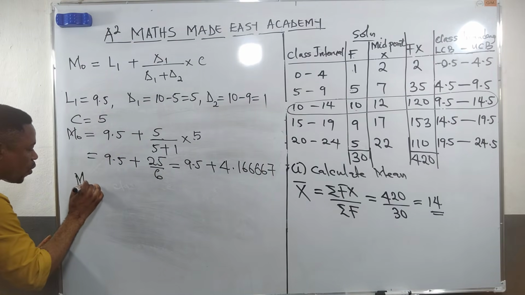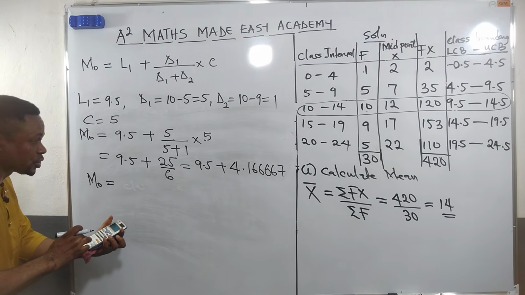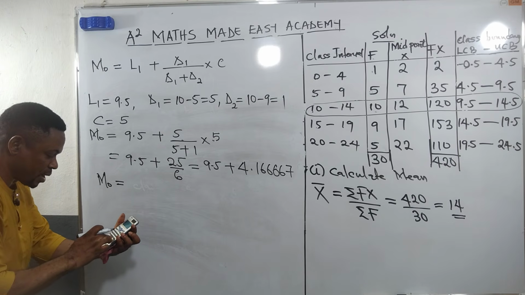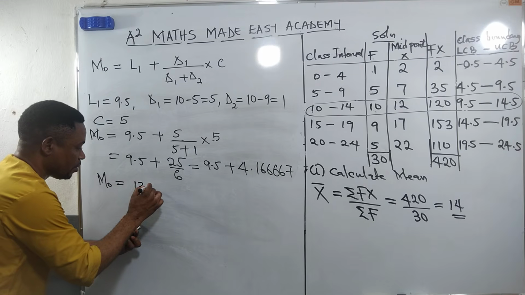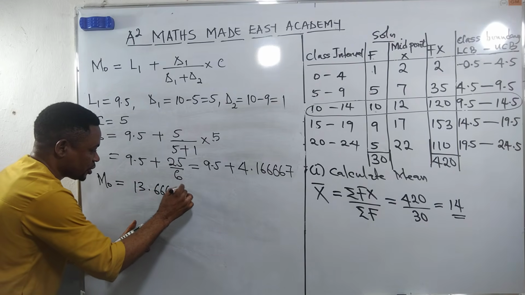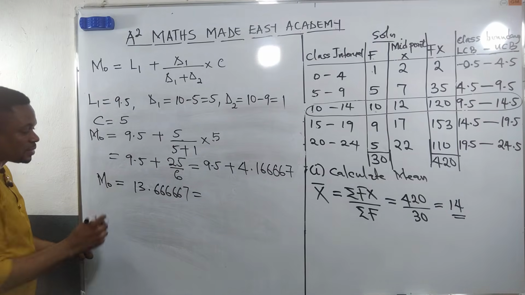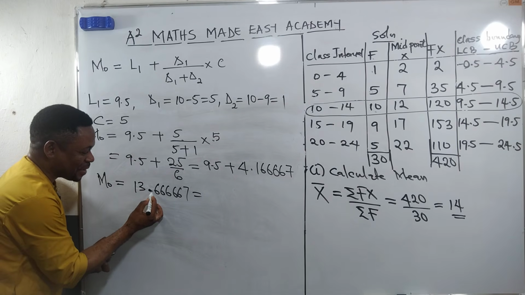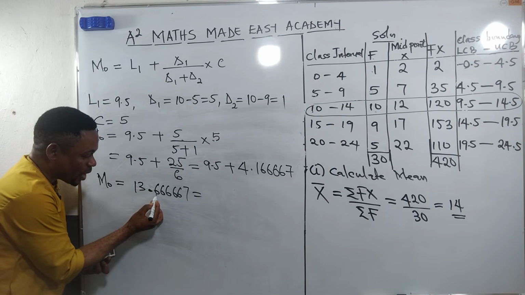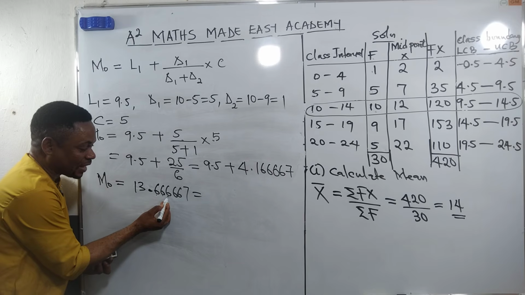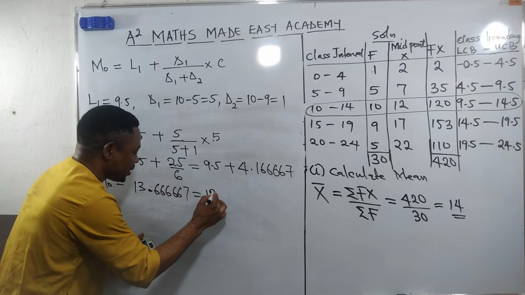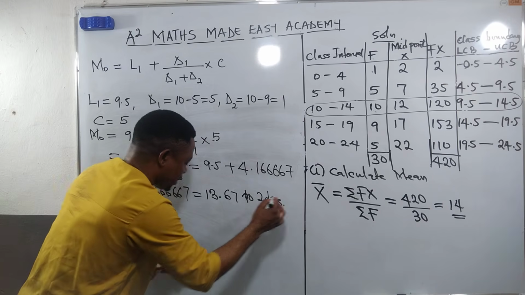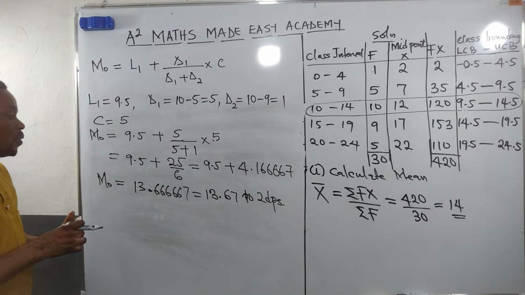Then finally, Mo is now, you add that result you got plus 9.5. The mode will appear. The mode is 13.666667. But the question is, leave your answer to 2 decimal places. How do we count a decimal place? It's after the decimal point. This is 1 decimal, this is 2 decimals. I can approximate this value, so the answer becomes 13.67 to 2 decimal places. And that is the answer to the mode. Are you with me now?